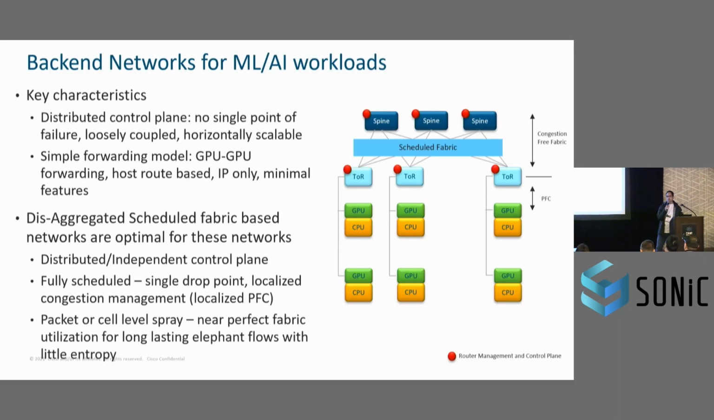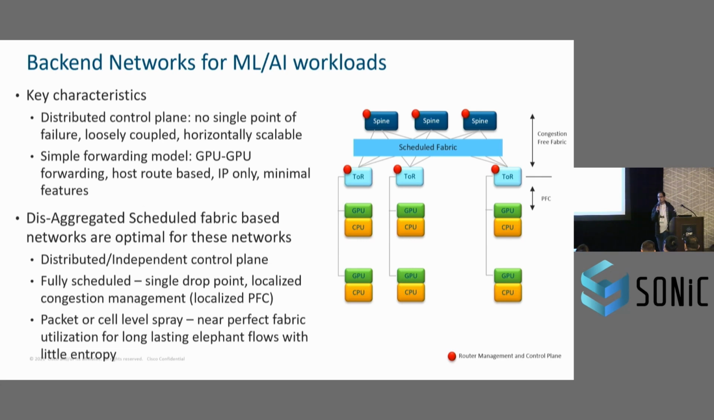For those of you who have followed the recent OCP summit, there were a couple of talks around how the scheduled fabric based models apply for the backend ML AI networks, the advantages that they bring to the table with respect to providing better load balancing, better congestion management, and improving the overall job completion times, as an example, specifically for the backend network.